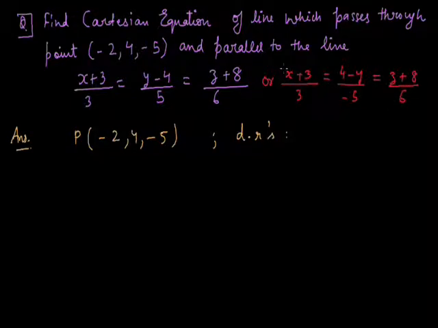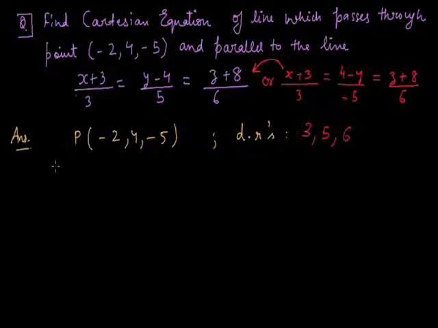Firstly, you have to convert the equation into standard form in which the variables will come first and then the numbers will come. In that scenario, the denominators will become the drs. So these 3, minus 5, 6 are not the drs because this is not in the standard form. Here 3, 5 and 6 are the drs. So the drs are 3, 5, 6.